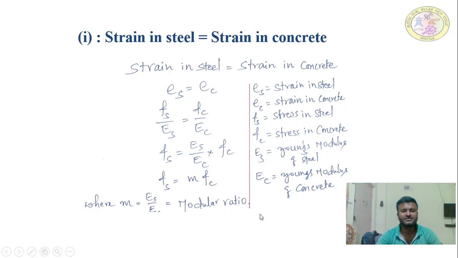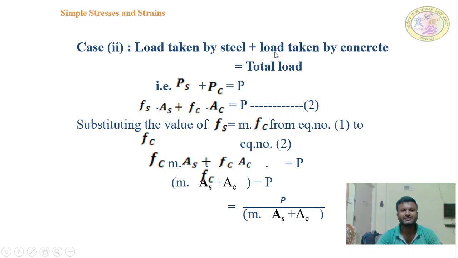Okay, understand this. Next, second condition, case 2: load taken by steel plus load taken by concrete is equal to total load. Load is nothing but the load which is going to be applied or carried. Ps is load taken by steel, Pc is load taken by concrete, equal to capital P. Stress into area of that material will give the load taken. So stress in steel into area of steel plus stress in concrete into area of concrete is equal to total load P.